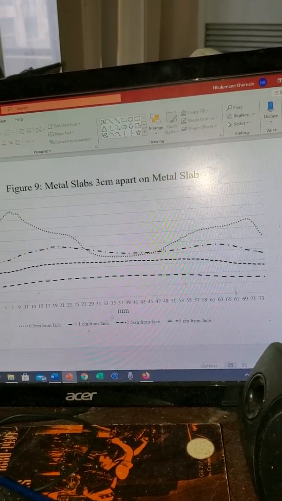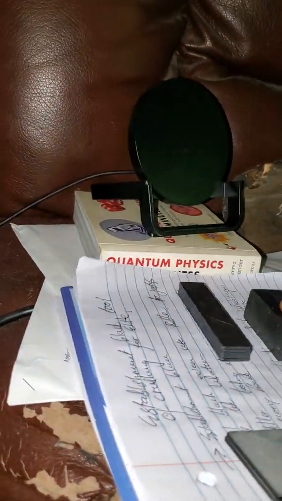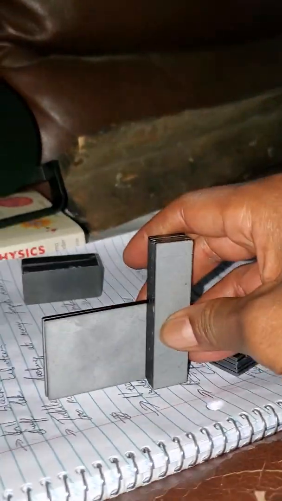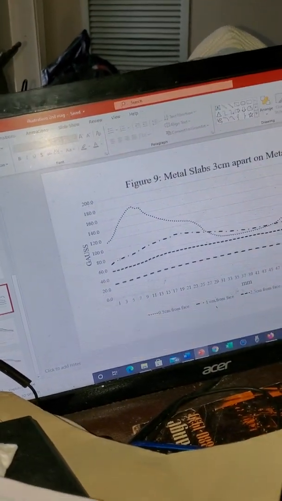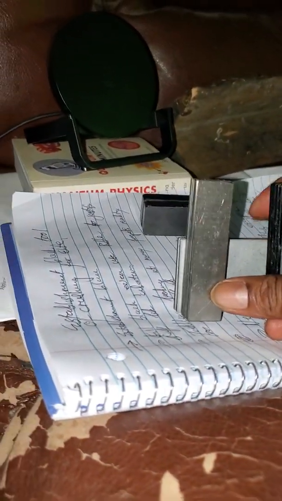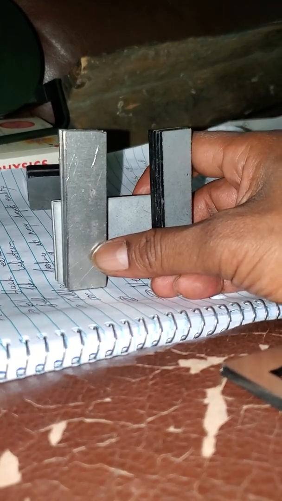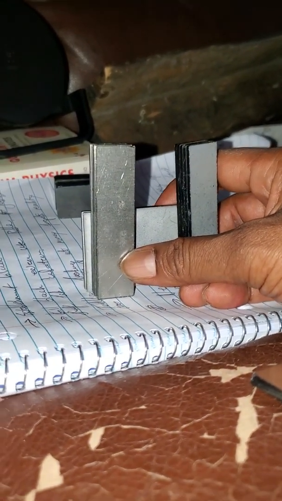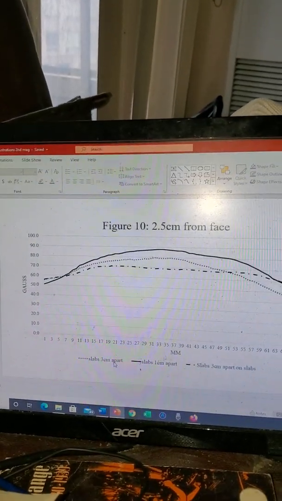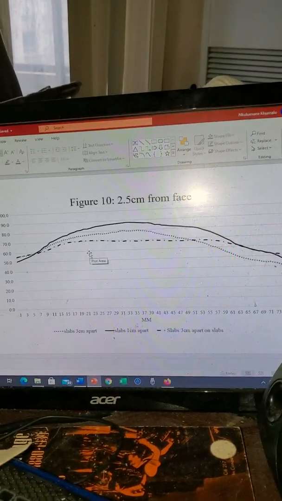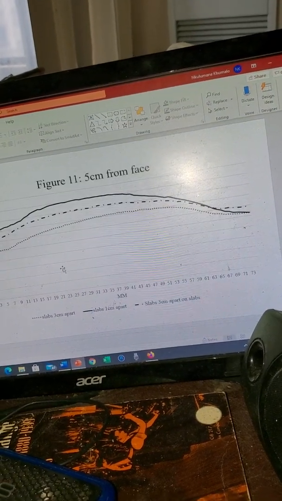Then, just to satisfy our curiosity, we decided again to vary the experiment. We had a formation like this, and we would put a slab at the back to try and balance different things. We're trying to see what we're going to get. Do we still end up with that wave-particle behavior? Just before we move on, you can see at slabs 3 centimeters apart, the wave-like formations after 2.5 centimeters and after 5 centimeters.